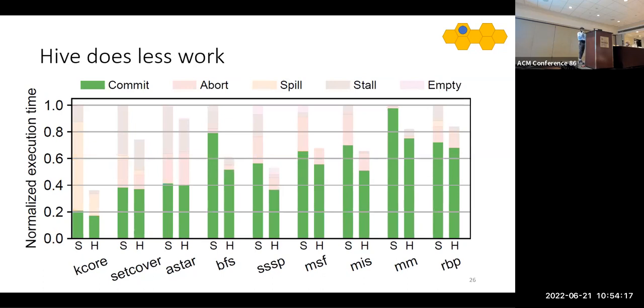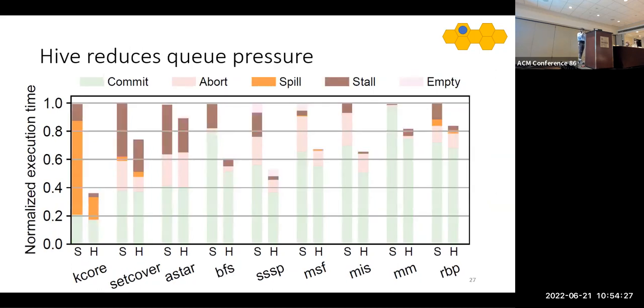The green bars here represent cycles a core spends executing a task which eventually commits. Hive is always reducing this number, sometimes by almost 40%. Second, we can see that Hive gets more out of its queues than Swarm does. The orange here represents cycles spent spilling tasks to memory, and the brown represents cycles spent stalling once Swarm runs out of space for more speculative state. Hive produces even larger savings here than it did for committed cycles, and almost completely eliminates stall and spill cycles for some benchmarks.